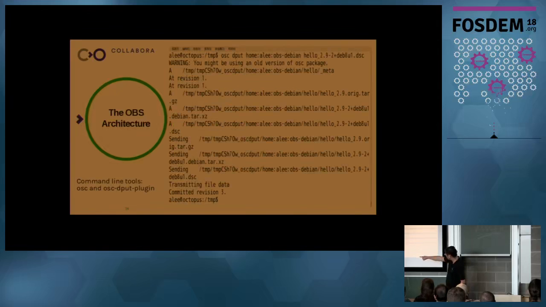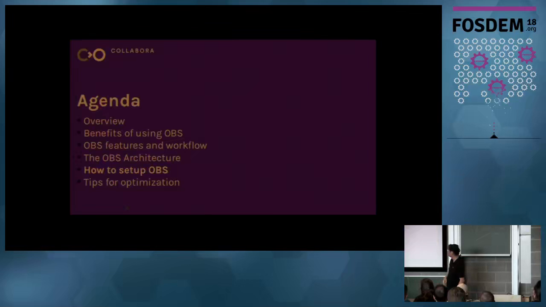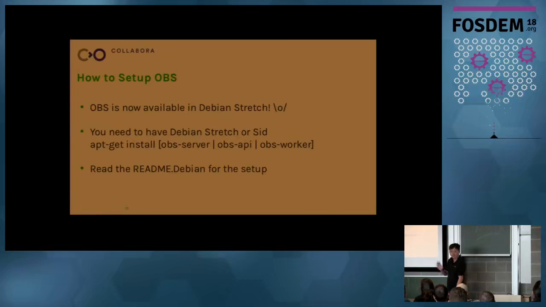And also we have a dput plugin. The dput plugin is similar to the dput command that all Debian developers like. With similar syntax, you can just use one command to upload your source package instead of many steps like I showed you before. So it's a nice tool. Okay, now you have the basic architecture idea, then you can know how to configure.